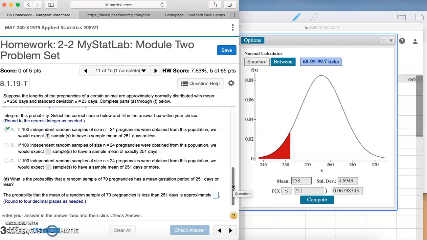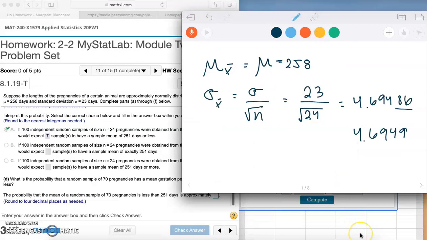All right, part D. What is the probability that a random sample of 70 pregnancies has a mean gestation period of 251 days or less? Again, we are looking at something very similar as we just did, but now what changed in this? Our sample size. So since our sample size changed, that means our new sigma X bar will also change. So here we have square root of 70 on the bottom. And one thing I want you to notice is our standard deviation is going down as we increase our sample size. That means as you increase your sample size, you expect there's going to be less spread in your data. That's an important observation. Sample size is very important.